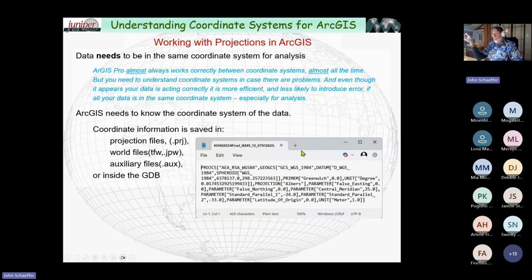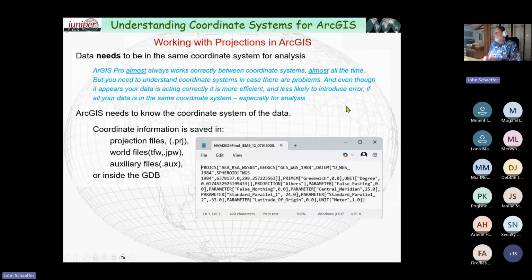ArcGIS has gotten so good, I'll have some people say, well, I don't really need to worry about the coordinate systems because ArcGIS handles it so well. And in most cases it does, but you need to understand coordinate systems in case there are problems. And even though it appears your data is acting correctly, it is more efficient and less likely to introduce error if all your data is in the same coordinate system, especially for analysis, okay?